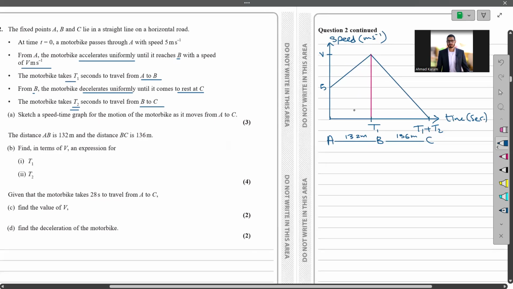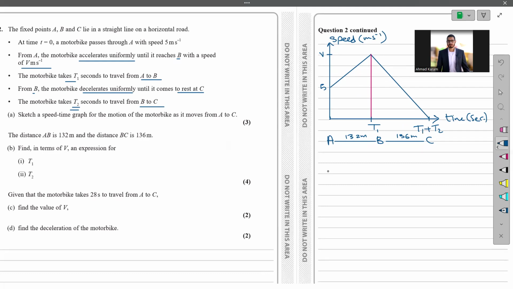So we have in the first one, the trapezium, area 1, we have 132 equals the area of the trapezium, which is 5 plus V, base 1 plus base 2, over 2, multiplied by the height, which is t1. So we can write that t1 equals 2 multiplied by 132, 264, over 5 plus V. Okay, so here's the answer of part b(i).